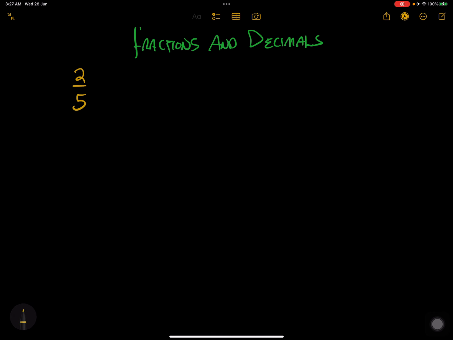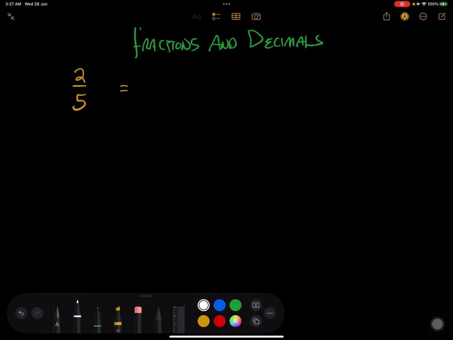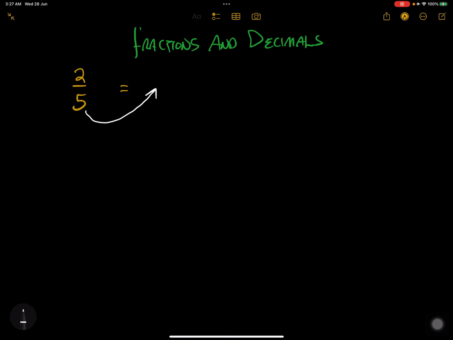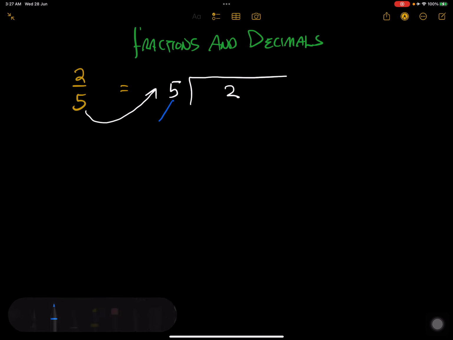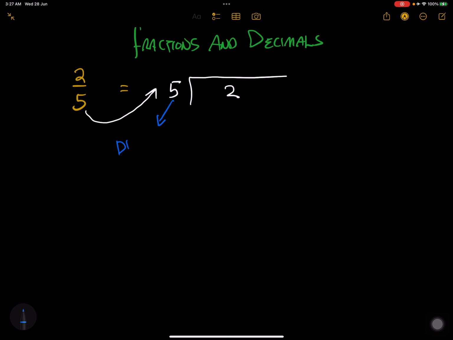So let's imagine that we have this fraction here, which is 2 over 5, and we want to convert this into a decimal. What we do, like we always do, is let this 5 come outside, and then in the long division we have 2 inside. Remember, we said that this 5 is known as a divisor, which is the denominator, right?